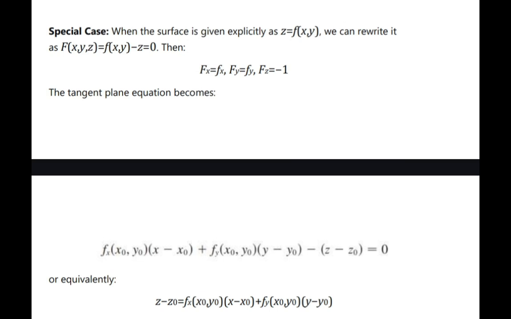And the tangent plane equation becomes fₓ(x₀, y₀)(x − x₀) + f_y(x₀, y₀)(y − y₀) − (z − z₀) = 0. So it is equivalent to that.